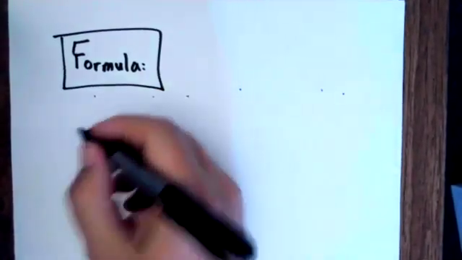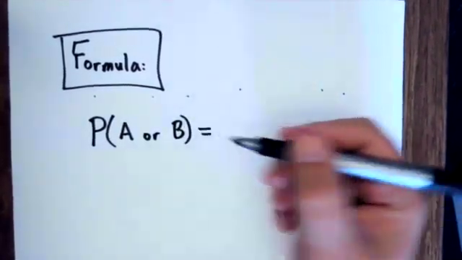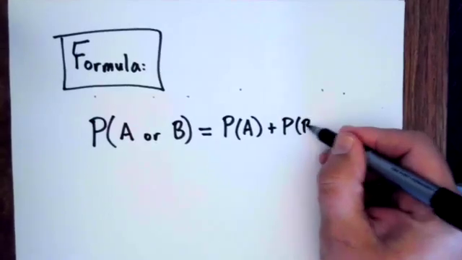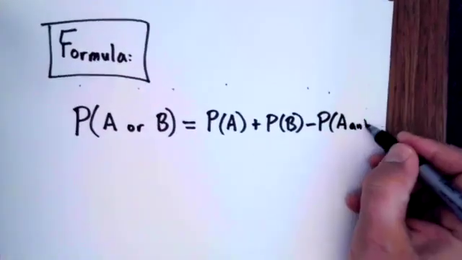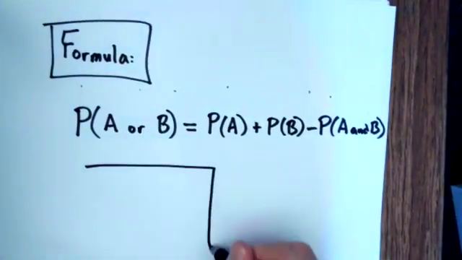So let's do the formula. I'm just going to give you the formula and then we'll try to explain why it's true. The probability of A or B is equal to the probability of A plus the probability of B minus the probability of A and B. So why does that work out?